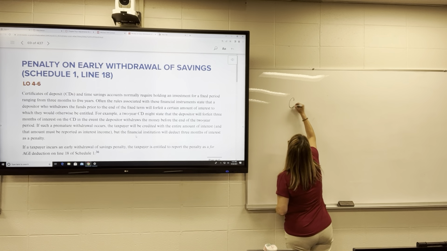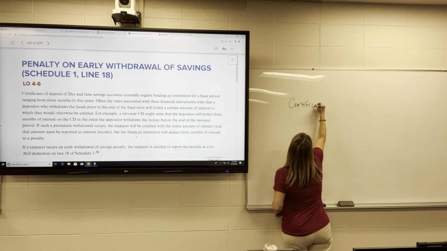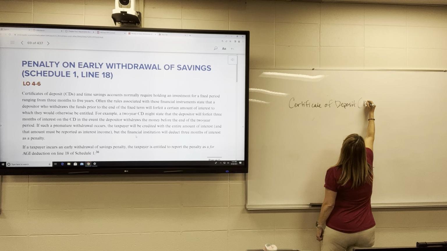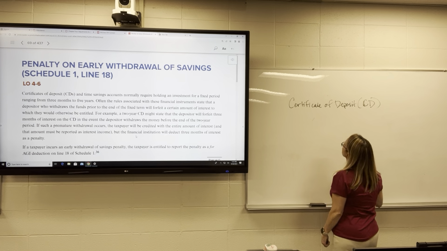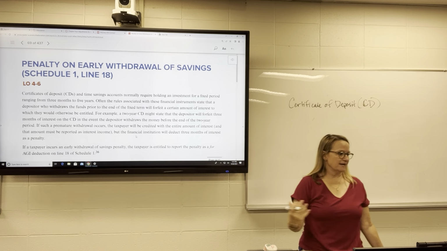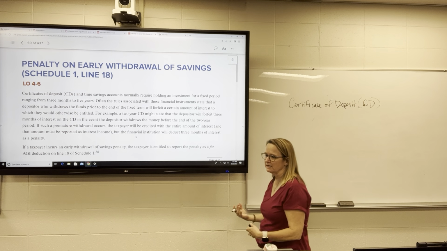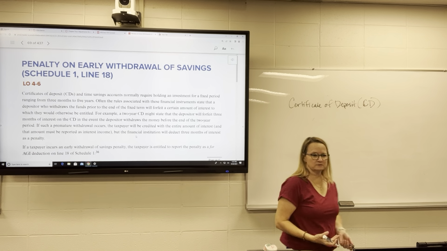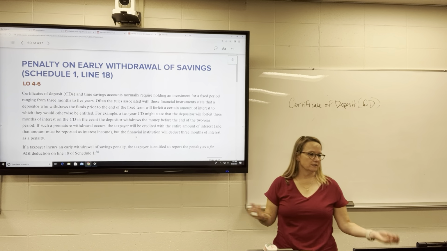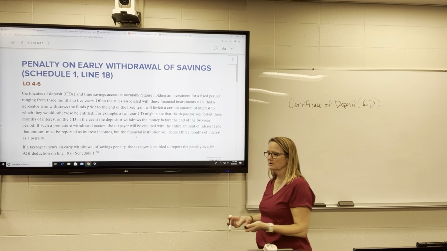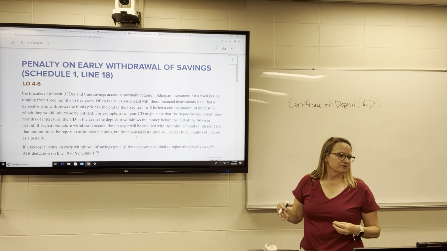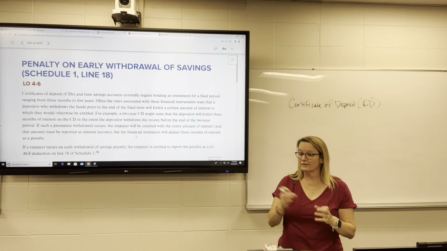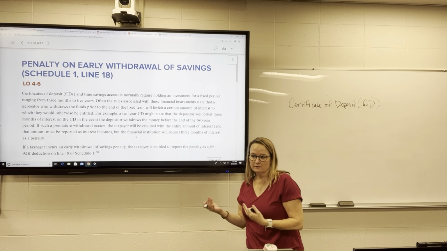So a certificate of deposit, this is known as a CD, is a type of savings account where you're required to keep your money in for a certain period of time. Usually 3 months, 6 months, 12 months, 2 years, 5 years. I mean, they may go longer than that, but 5 years seems to be about the max. The longer you commit to keeping your money in, the higher the interest rate is that they will give you on this.